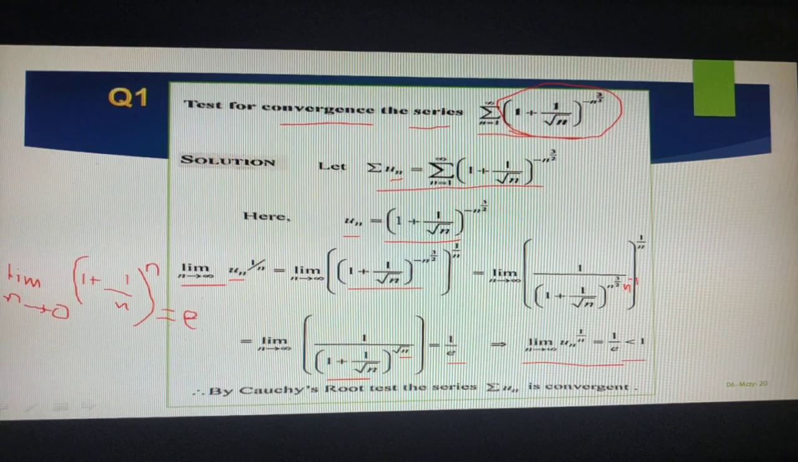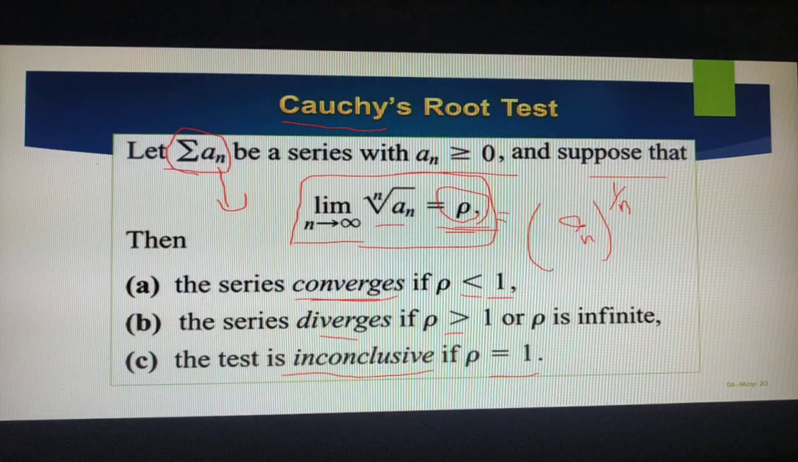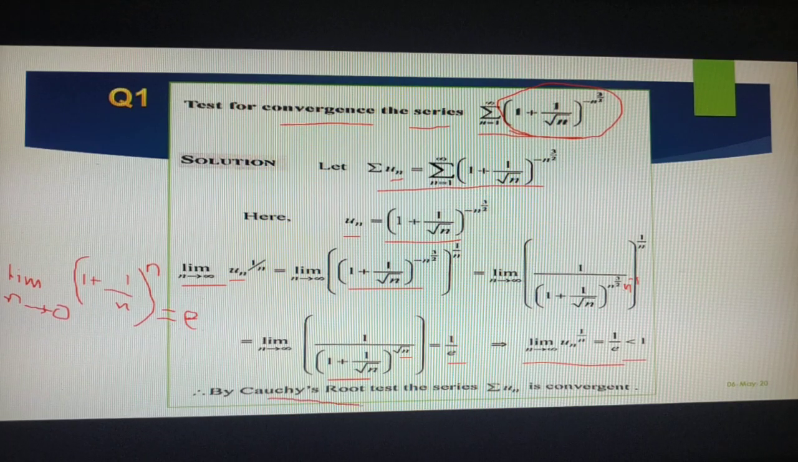Right. So we can say that as per our rule, when your limit is less than 1, the series is going to converge. So here, by Cauchy's root test, I can tell that the given series is going to be convergent.